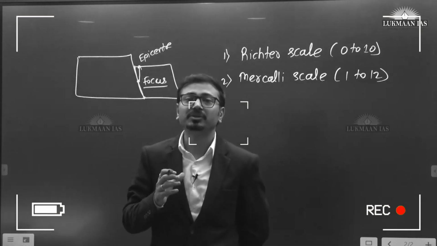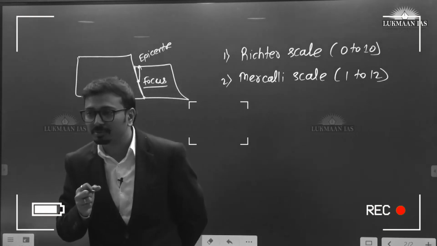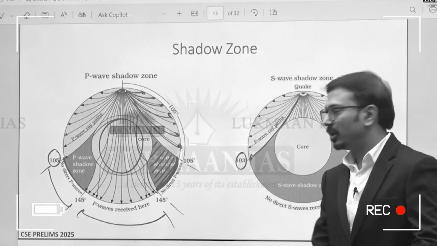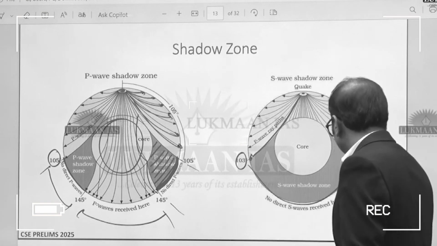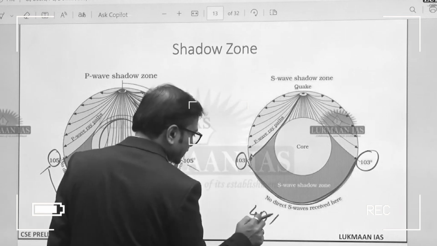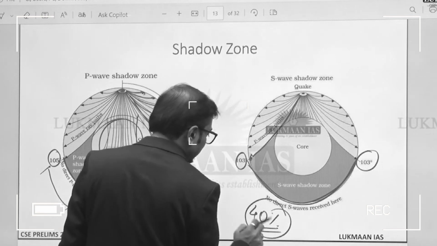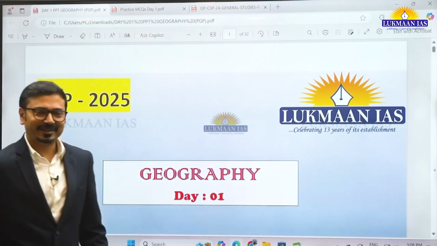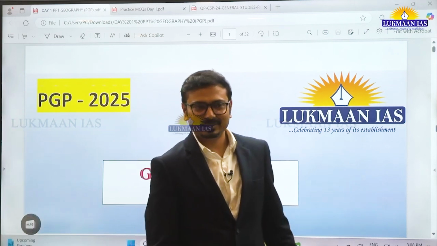It is logarithmic. Now, what do you mean by logarithmic? What is the significance of a logarithmic scale? Beyond that, S waves are not detected. So, this is the larger area. Rather, it is considered that 40% of Earth's surface is, let's say, the shadow zone of S waves. 40% of Earth's surface.